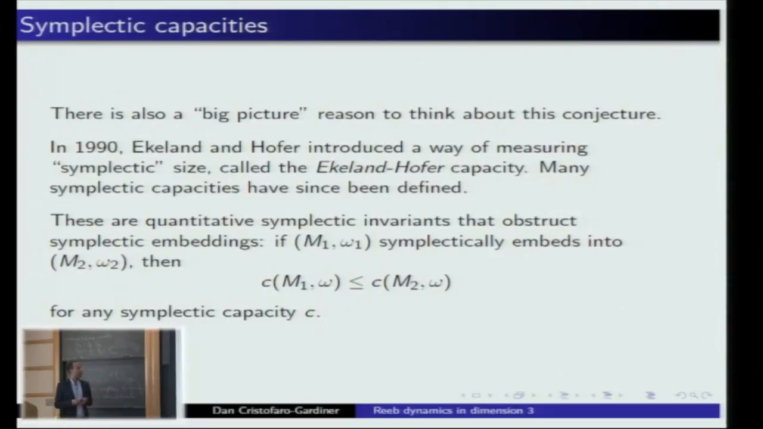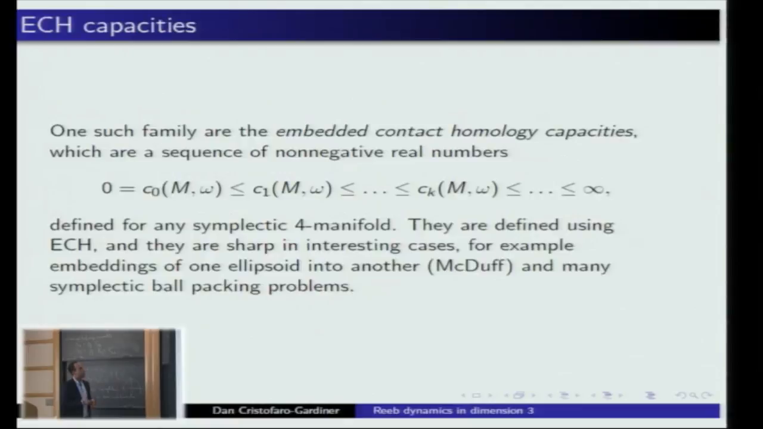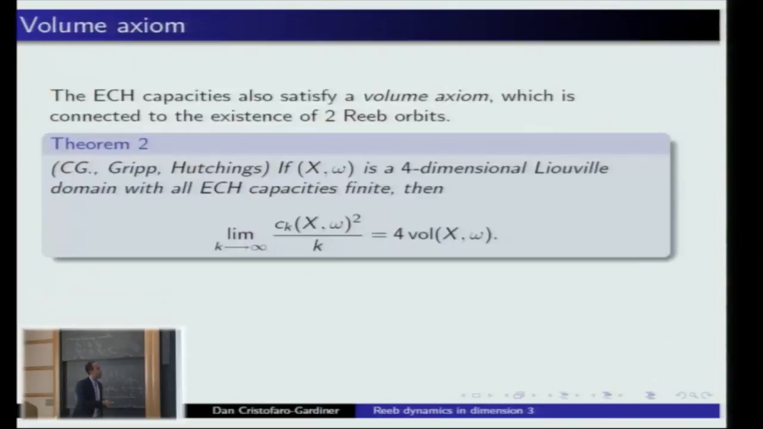And I'm interested in a family of symplectic capacities that can be defined with embedded contact homology, called the embedded contact homology capacities. So they're symplectic capacities, but I want to point out that they're actually sharp in many interesting cases. For example, they give sharp obstructions to embedding a 4-dimensional symplectic ellipsoid into another 4-dimensional symplectic ellipsoid. And they can also be used to solve many symplectic ball packing problems. They give sharp obstructions to packing a disjoint union of balls into a cube, for example.